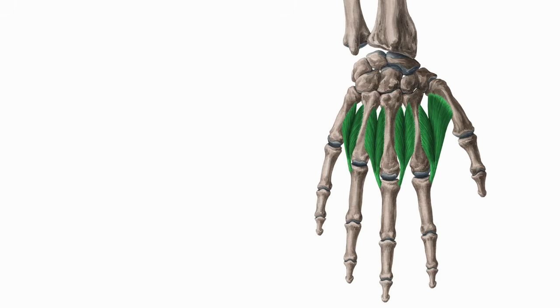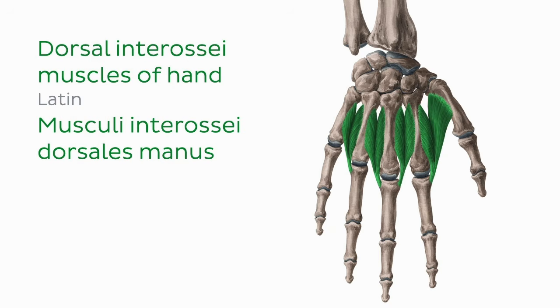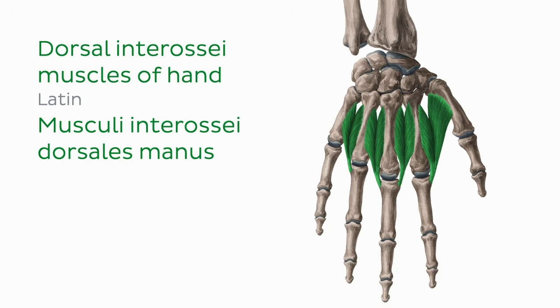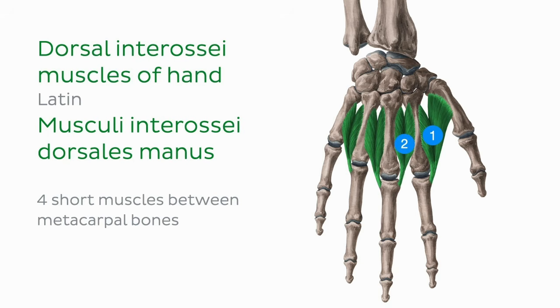Let's begin with the dorsal interossei. Notice we are now looking at a dorsal view of the hand, otherwise known as the back of the hand. The dorsal interossei muscles are 4 short muscles between the metacarpal bones. The dorsal interossei are numbered 1 to 4, starting at the thumb.